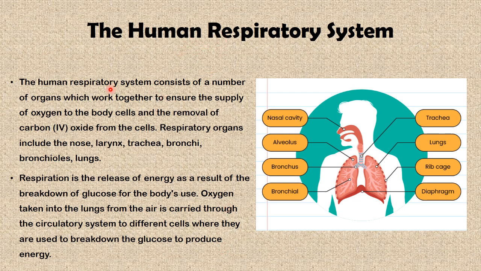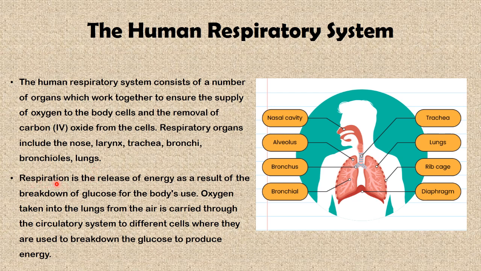We'll be describing it. Now the human respiratory system consists of a number of organs which work together to ensure the supply of oxygen to the body cells and the removal of carbon dioxide from the cells. The respiratory organs include the nose, the larynx, the trachea, the bronchi, the bronchioles, and the lungs.